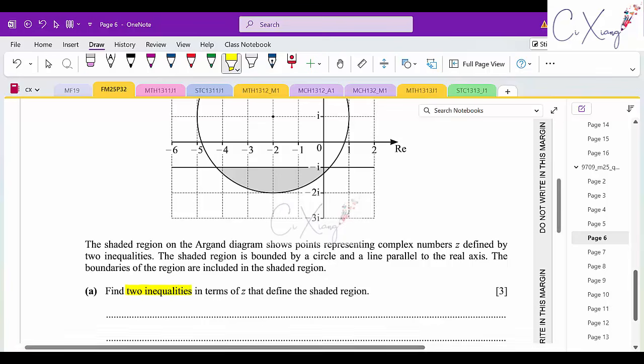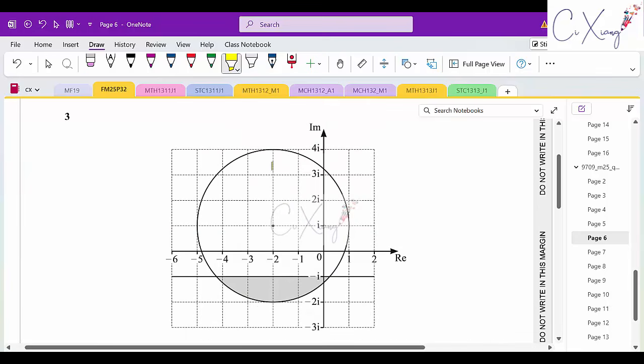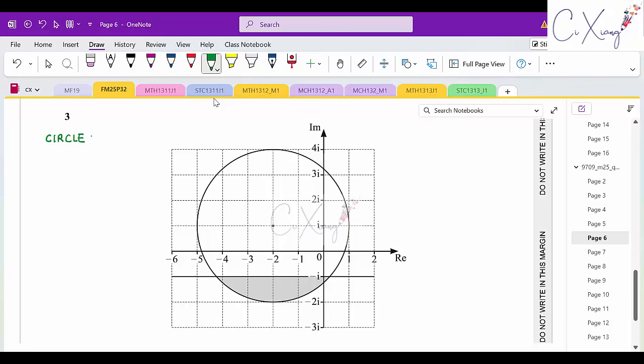Okay, so I think it is quite obvious. It is actually bounded by a circle and also a horizontal line. So let's talk about the circle first. Just to recall, for the circle in complex number form, the general form is the modulus of z minus x plus yi equals r, where you need to know that x plus yi is the center, (x, y) is the center, and r is the radius.